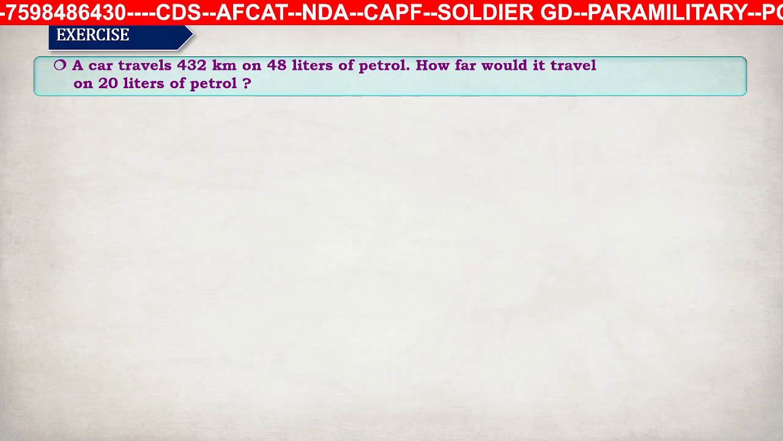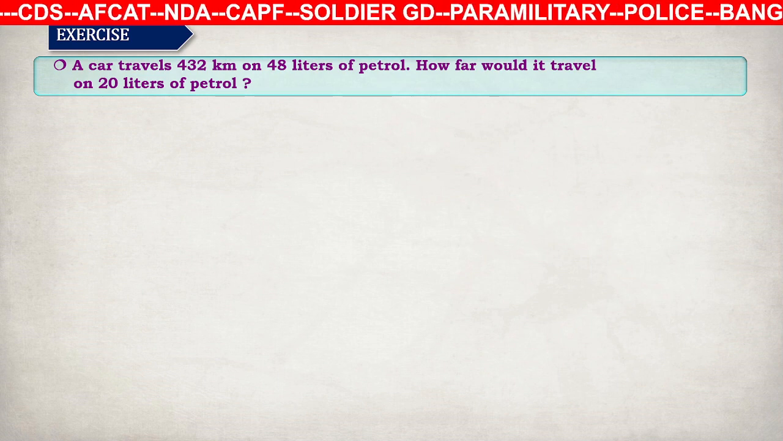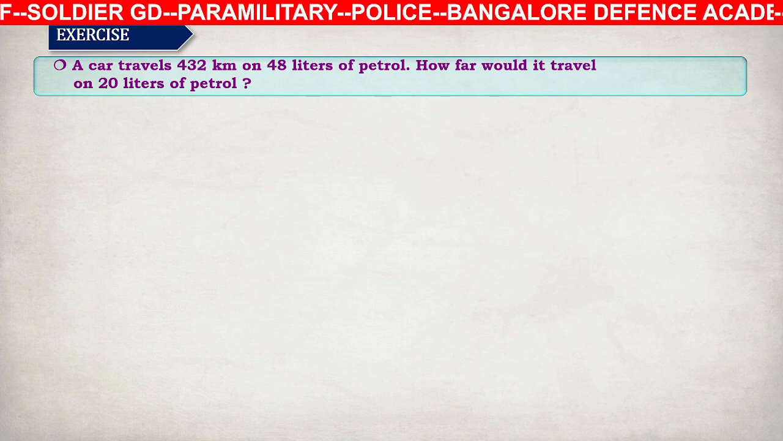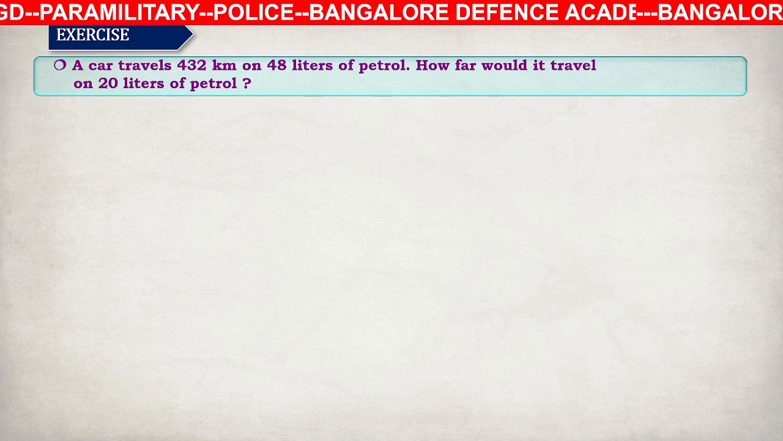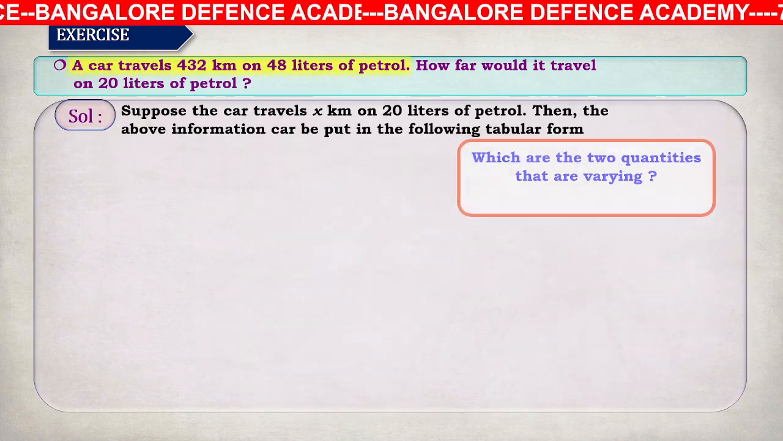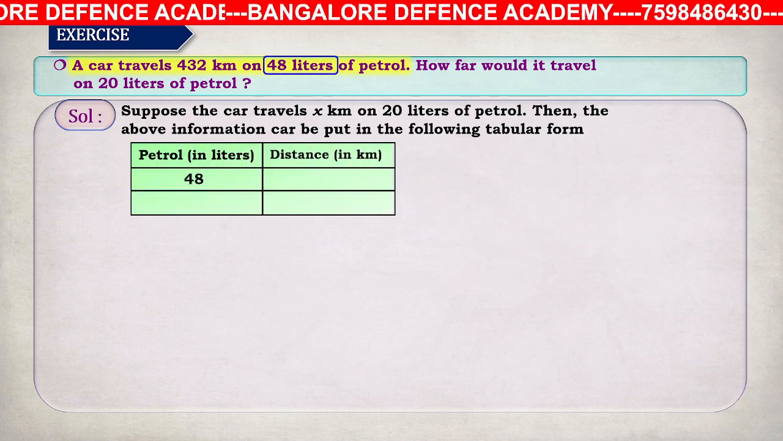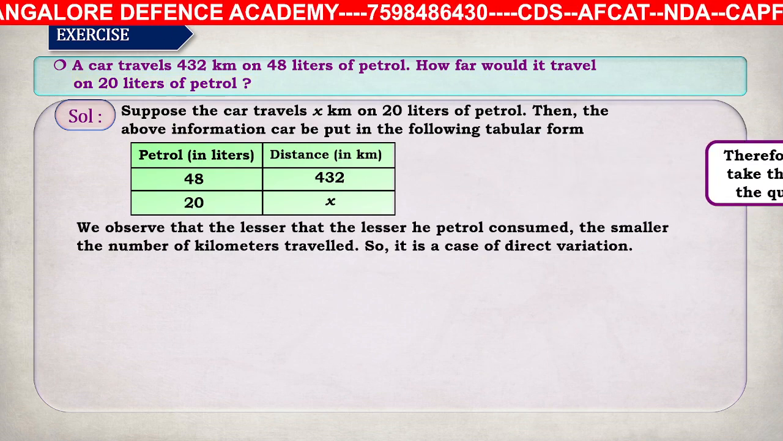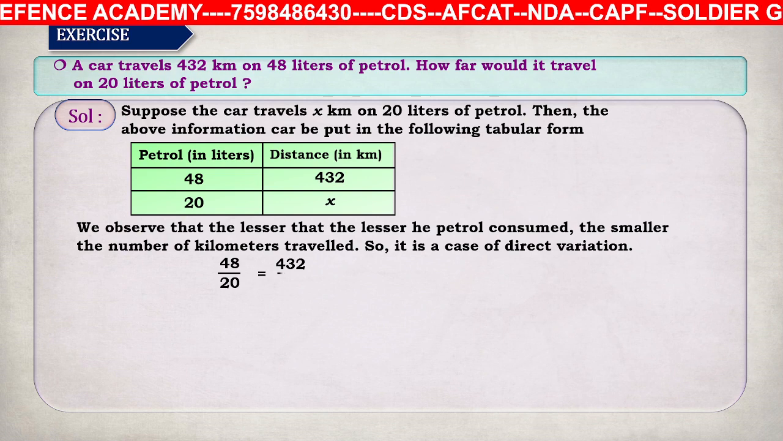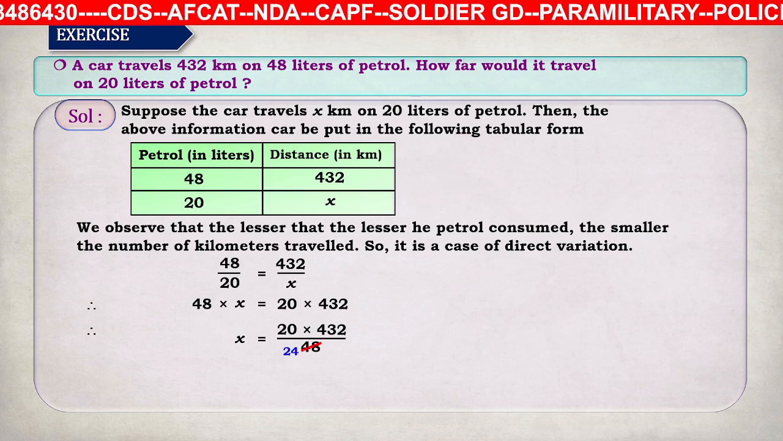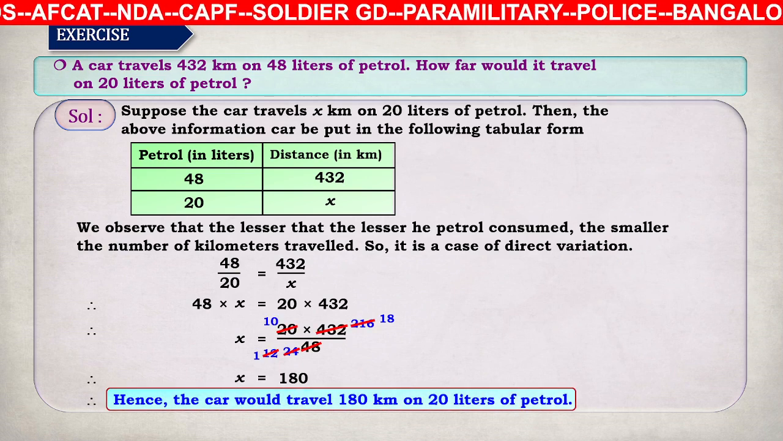Next, a car travels 432 km on 48 liters of petrol. How far would it travel on 20 liters of petrol? So now what is happening? The number of liters of petrol is decreasing, so the distance traveled will definitely be less. So petrol in liters is 48, distance is 432. In 20 liters, how far would it go? It is a case of direct variation. So 48 by 20 is equal to 432 by x. When you solve this, you get x is equal to 180. So it would cover a lesser distance, that is 180 kilometers.